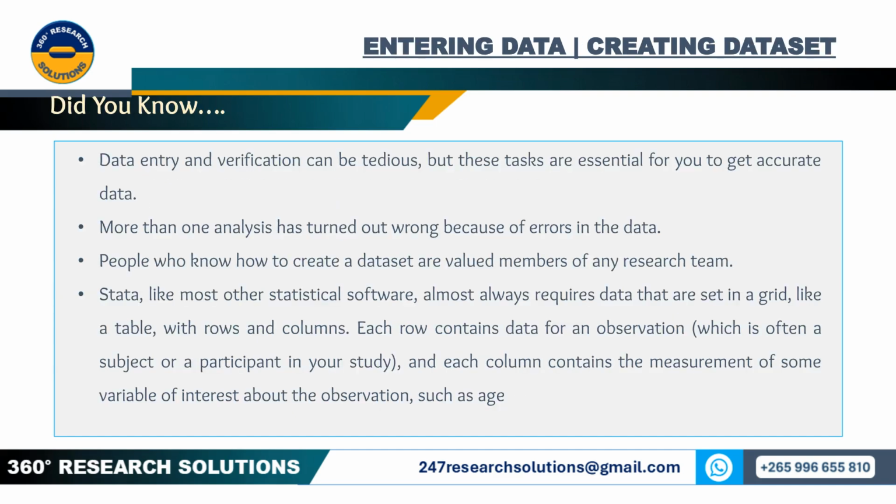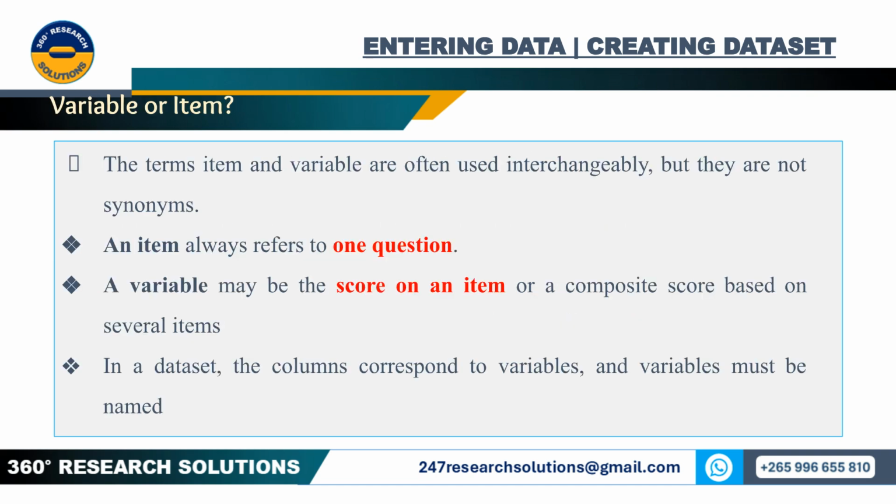Data entry and verification are essential for accurate data. STATA requires data in a grid format, like a table, where each row is an observation and each column is a variable. While item and variable are sometimes used interchangeably, an item refers to one question, and a variable can be the score on one or a composite score based on several items. Columns in a dataset correspond to variables.